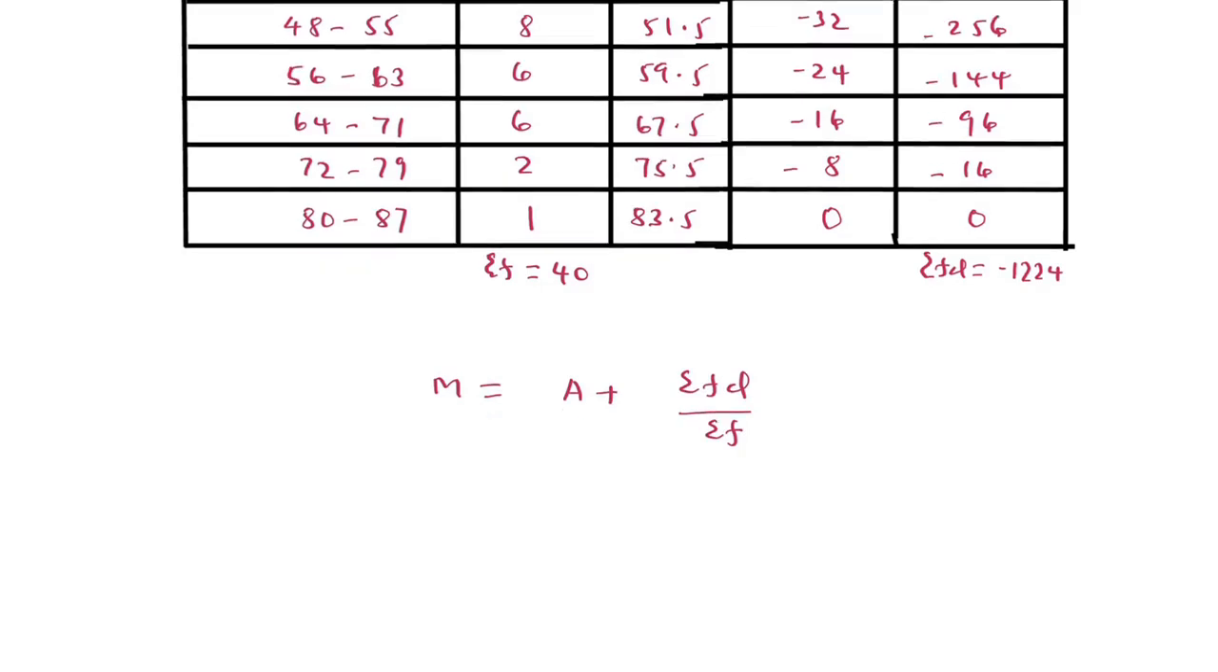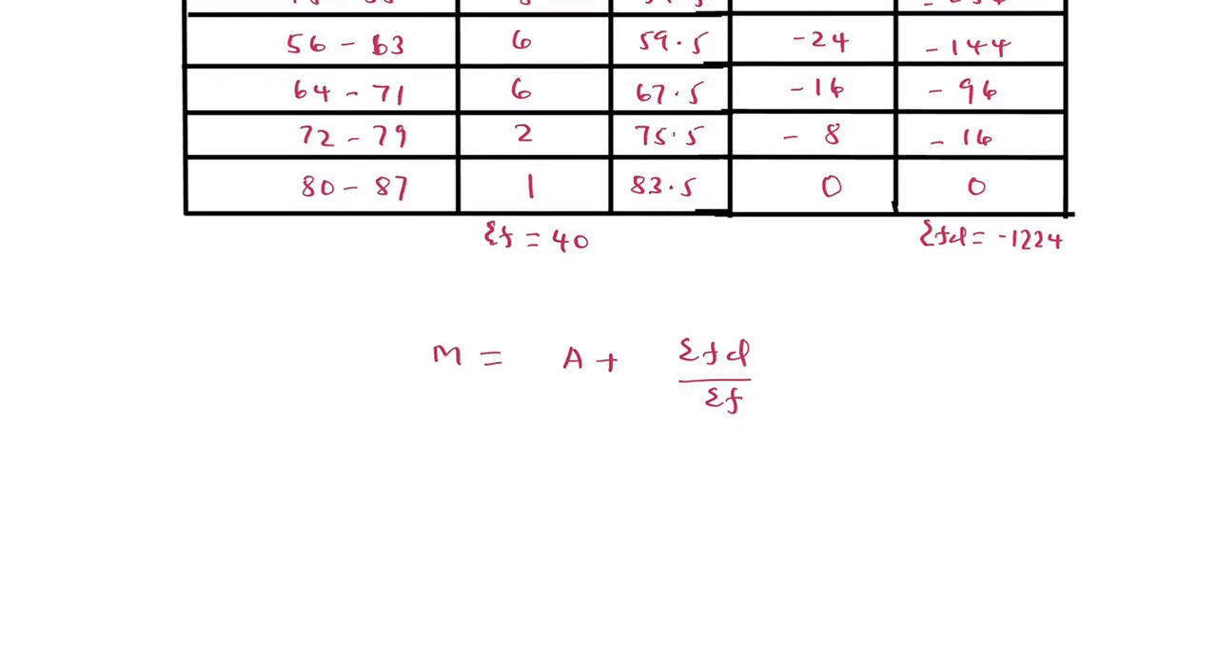Okay, so now let us substitute the values. The equation is mean equals 83.5 plus negative 1,224 over 40, of which after solving the values, we have mean equals 52.9, and this is our answer.